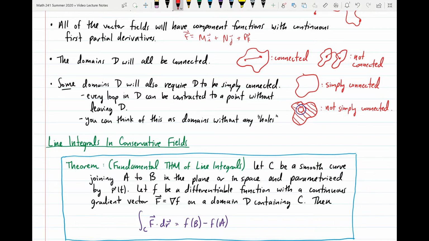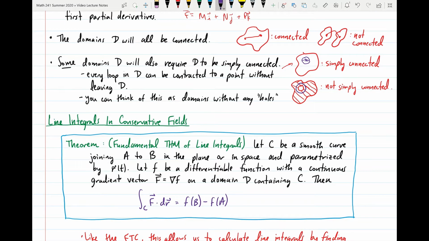And for a region to be simply connected, it means that every loop in the region D can be contracted or shrunk down to a point without leaving the region D. And a more intuitive way to think about this is you can think of it as domains that don't have any holes. So if you look at the example I have up here, this is an example of a simply connected domain. If I pick any loop inside of that domain, notice that I can shrink it down, contract it down on itself, and as I do that, it's still going to remain inside of the region, and I can contract it all the way down to a point.